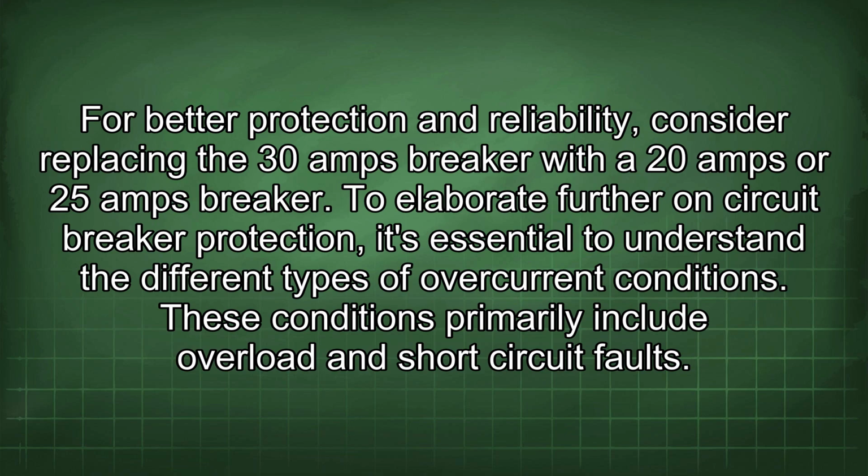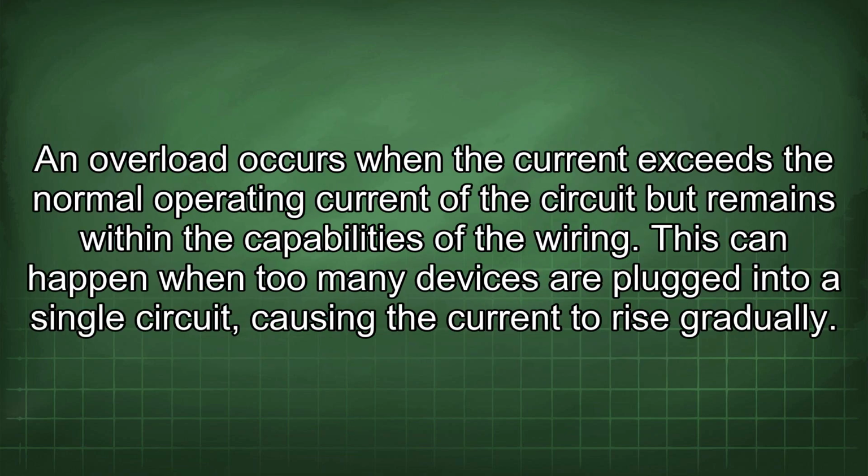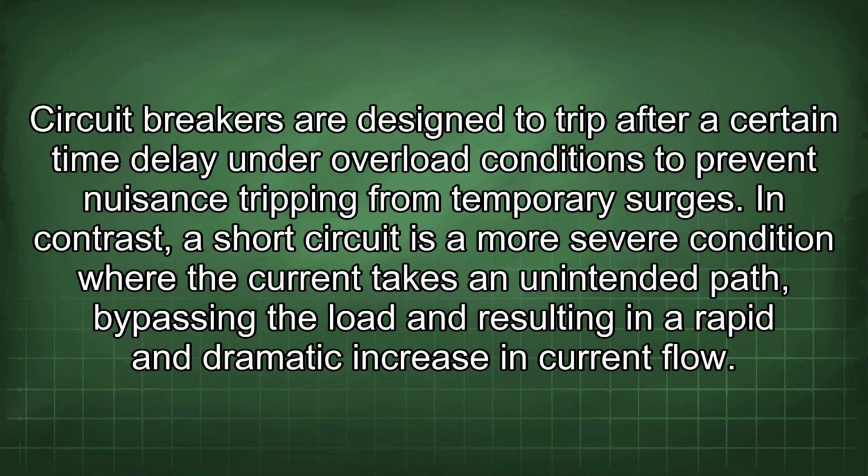To elaborate further on circuit breaker protection, it's essential to understand the different types of overcurrent conditions. These conditions primarily include overload and short circuit faults. An overload occurs when the current exceeds the normal operating current of the circuit but remains within the capabilities of the wiring. This can happen when too many devices are plugged into a single circuit, causing the current to rise gradually. Circuit breakers are designed to trip after a certain time delay under overload conditions to prevent nuisance tripping from temporary surges.